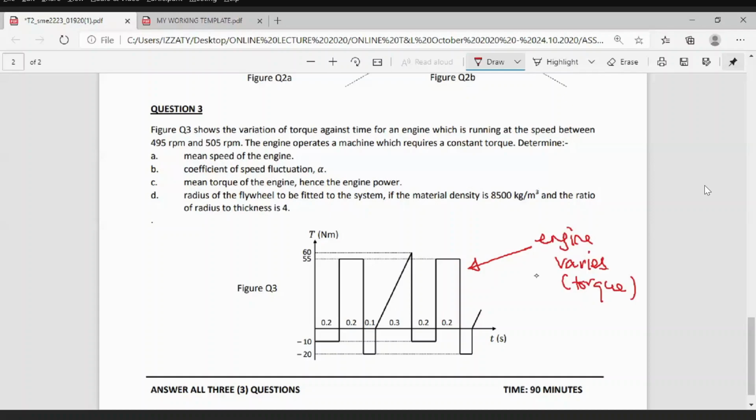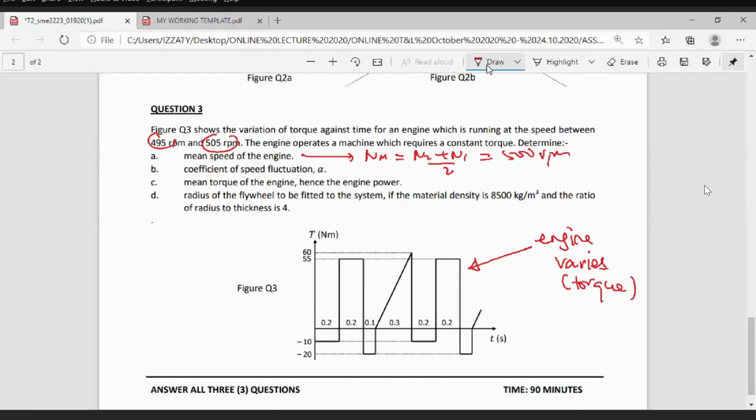Okay, look at here. They provide you all parameters completely, isn't it? Then you need to calculate the T-mean, obviously, and the mean speed. The mean speed is not very difficult. How to calculate the mean speed? It's basically n mean is equal to n2 plus n1 divided by 2, given here, and the answer is 500 rpm.